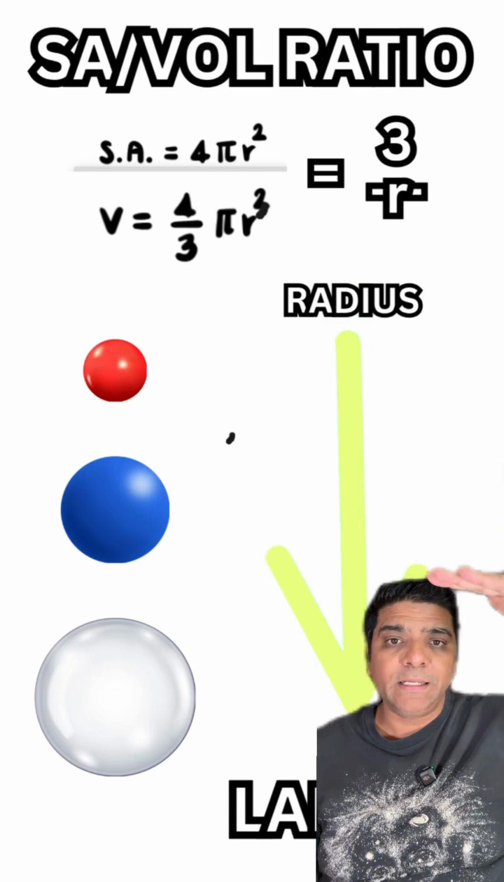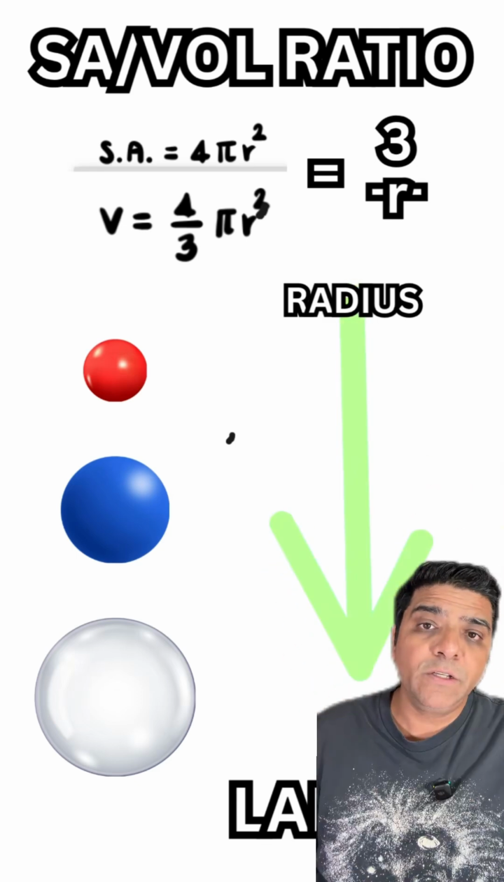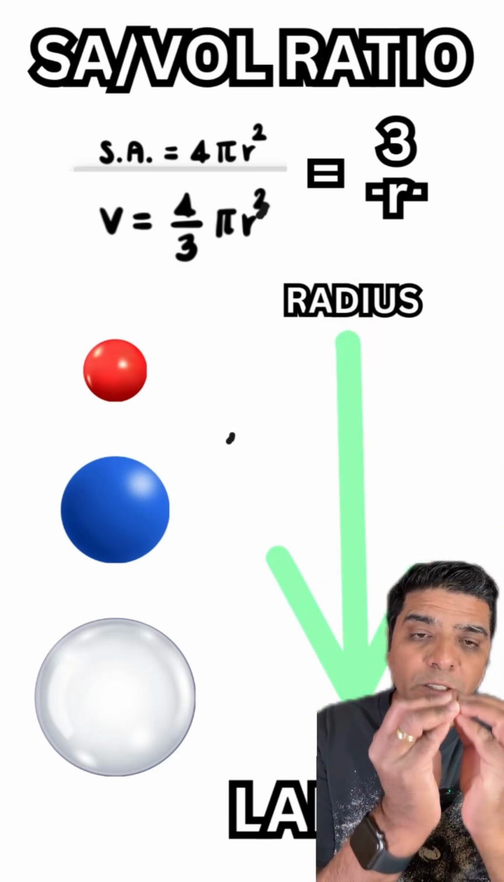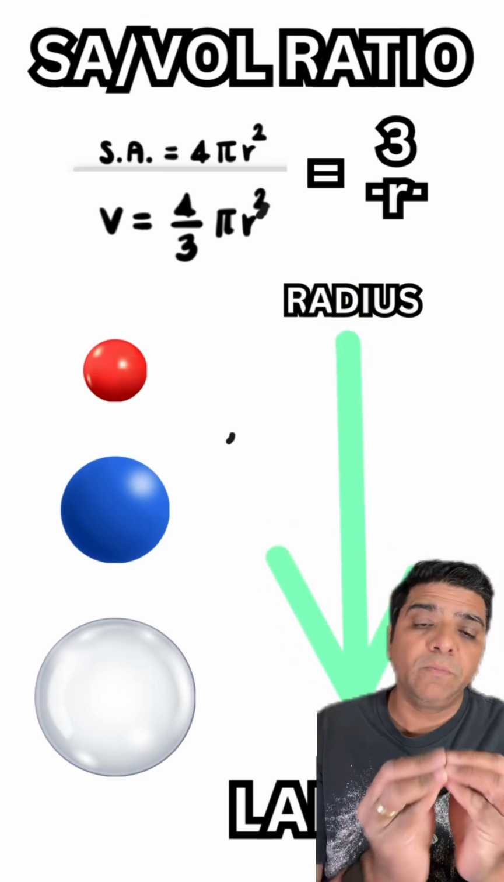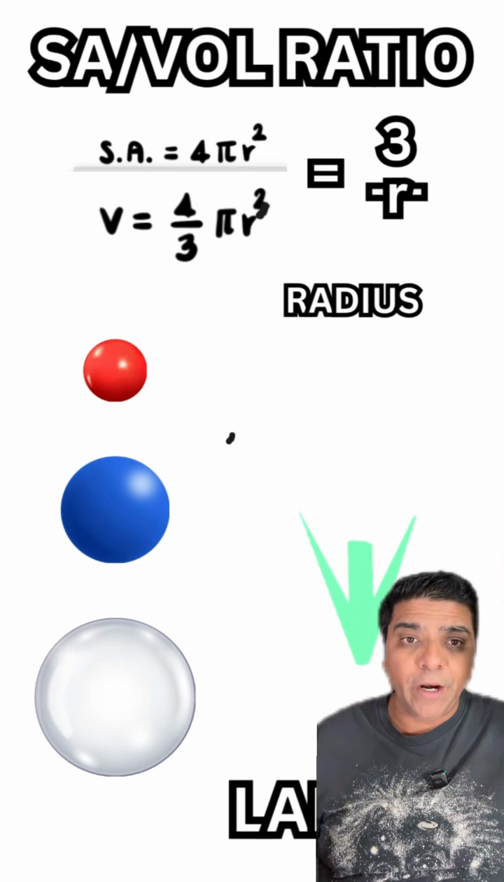As the radius gets larger and larger, the surface area to volume ratio gets smaller and smaller, which means the surface is getting smaller relative to the volume as the volume gets larger and larger.